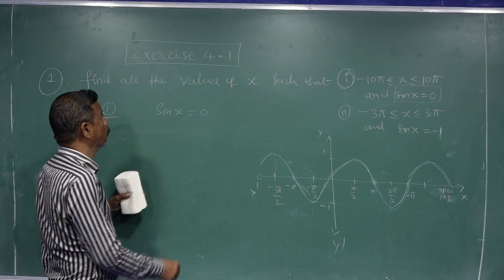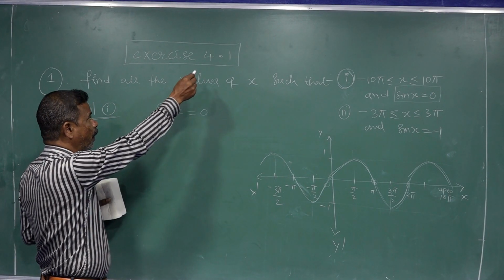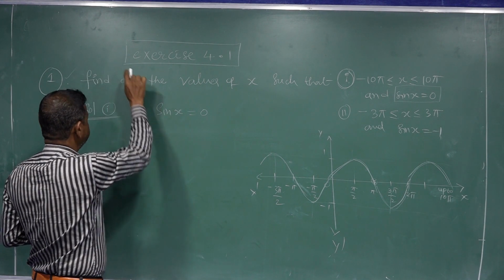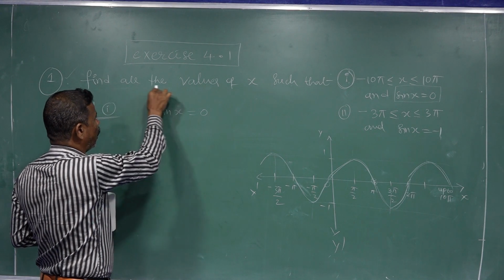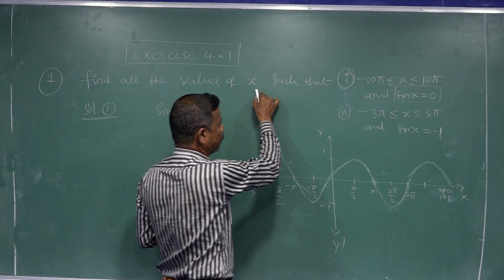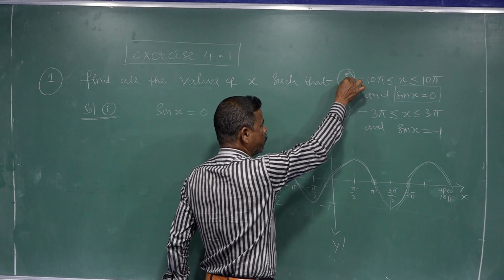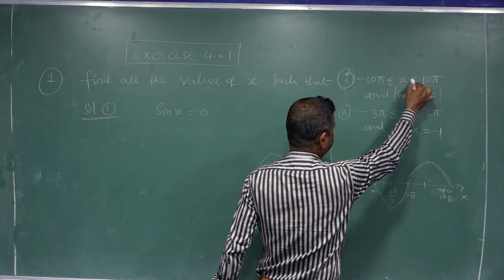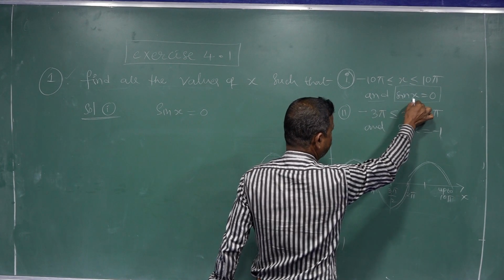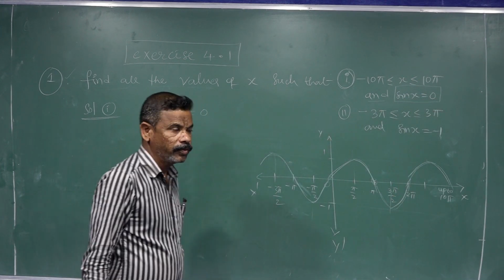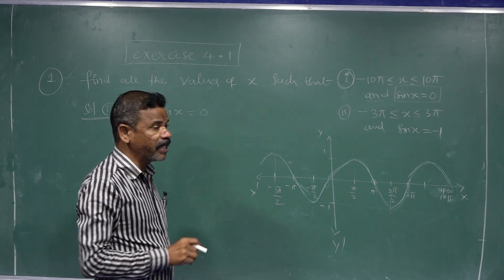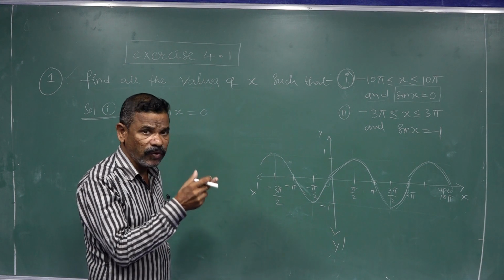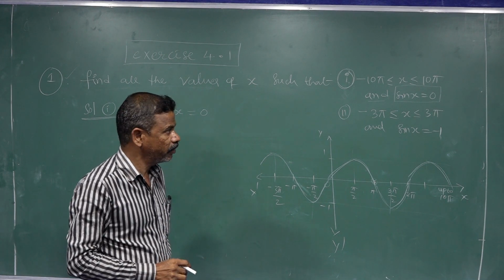Dear children, from Exercise 4.1 of inverse trigonometric functions, the first problem is: find all the values of x such that sin x is equal to 0, in the interval minus 10π to plus 10π. In that given interval, how many values of x are there?